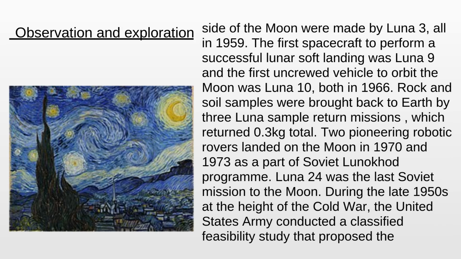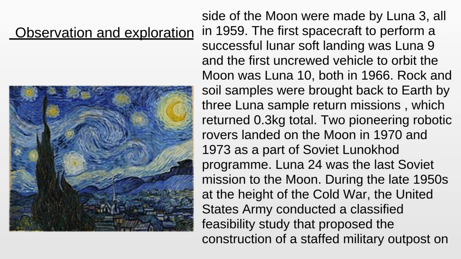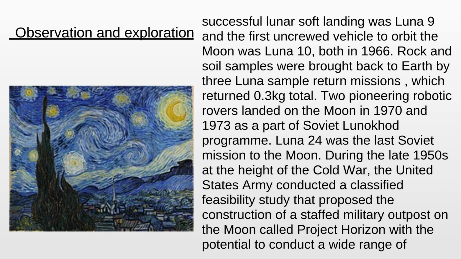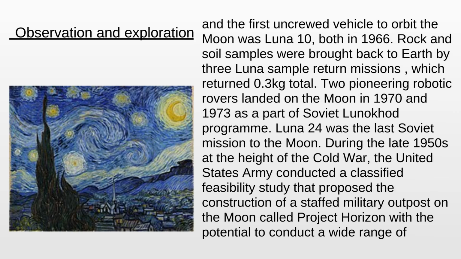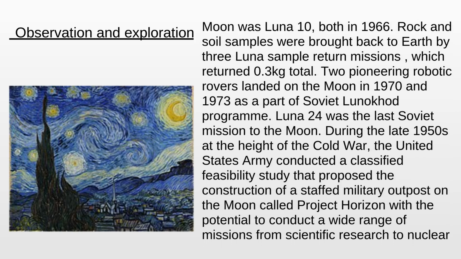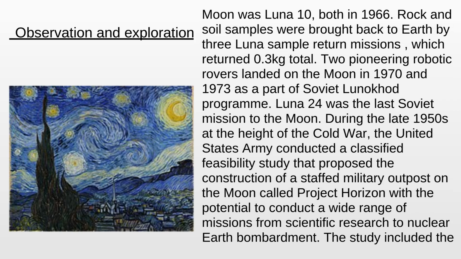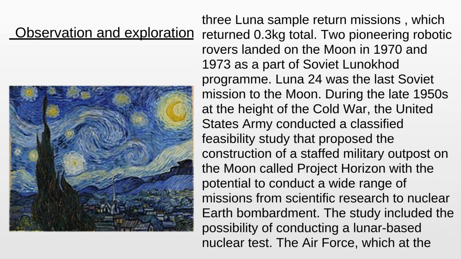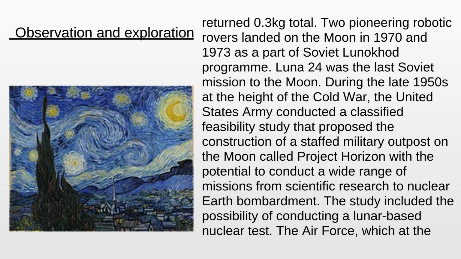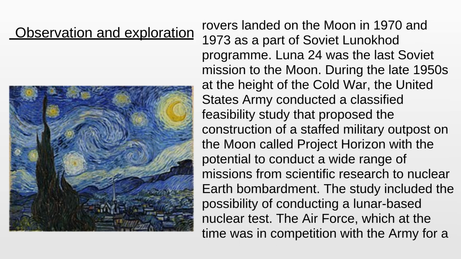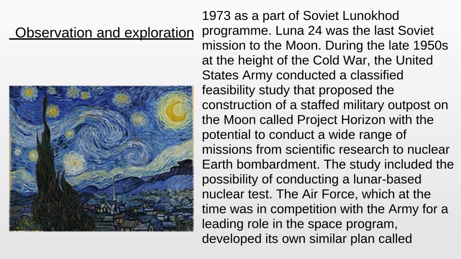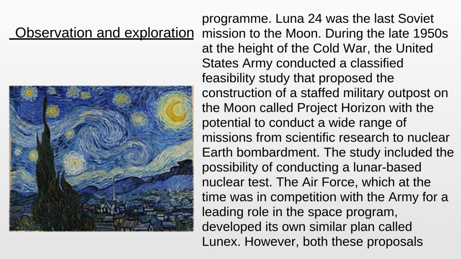The first spacecraft to perform a successful lunar soft landing was Luna 9, and the first uncrewed vehicle to orbit the Moon was Luna 10, both in 1966. Rock and soil samples were brought back to Earth by 3 Luna sample return missions, which returned 0.3 kilograms total. 2 pioneering robotic rovers landed on the Moon in 1970 and 1973 as a part of the Soviet Lunokhod program. Luna 24 was the last Soviet mission to the Moon.